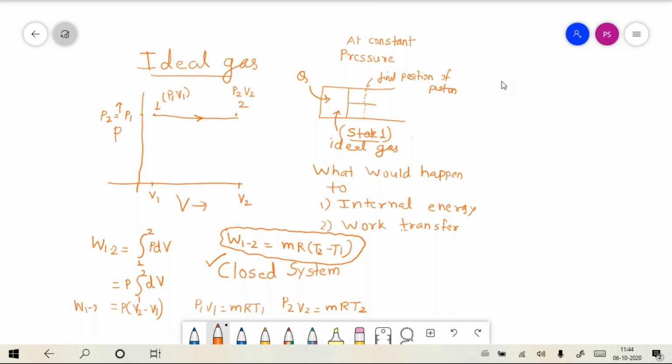What about the change in internal energy? How do you calculate the change in internal energy? Okay, before that, what is the meaning of this? W is equal to the integral of PdV on a pressure-volume diagram. What is the meaning? It is like this.